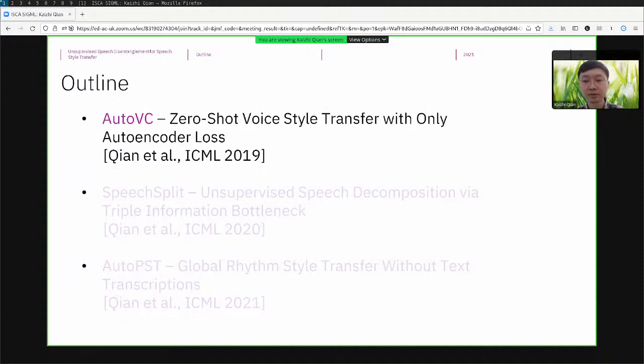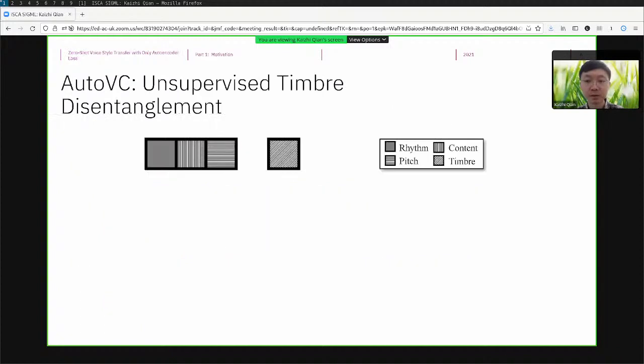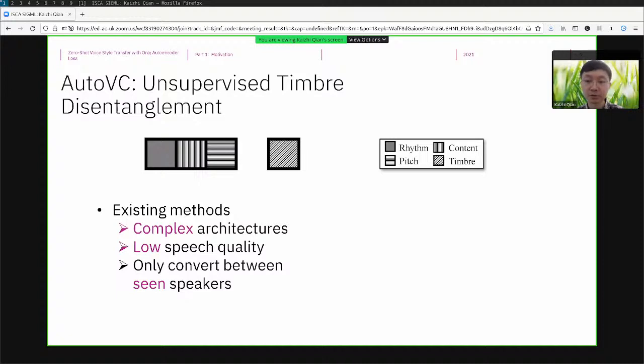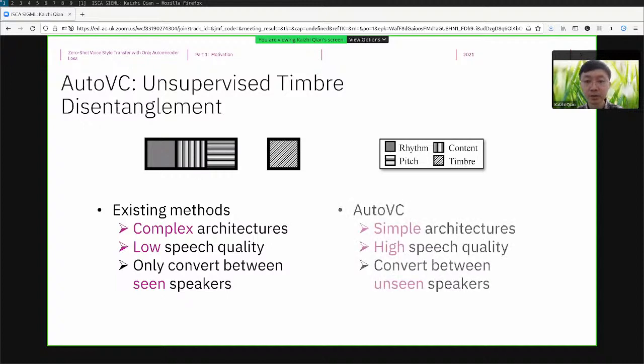So we proposed AutoVC for disentangling timbre, which is the first zero-shot non-parallel many-to-many timbre conversion or voice conversion framework. Before AutoVC was proposed, the existing methods used complex architectures or training schemes, but still didn't generate natural sounding results. And they could only convert between seen speakers. On the contrary, AutoVC has a very simple autoencoder architecture, and we can show that an autoencoder is all we need to achieve natural sounding speech. AutoVC is also among the very first algorithms that can convert between unseen speakers. I will describe more details in the following slides.